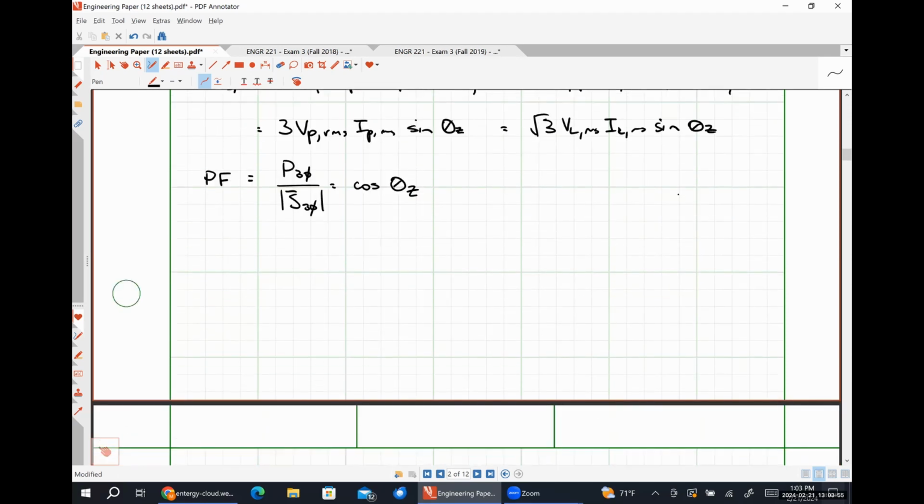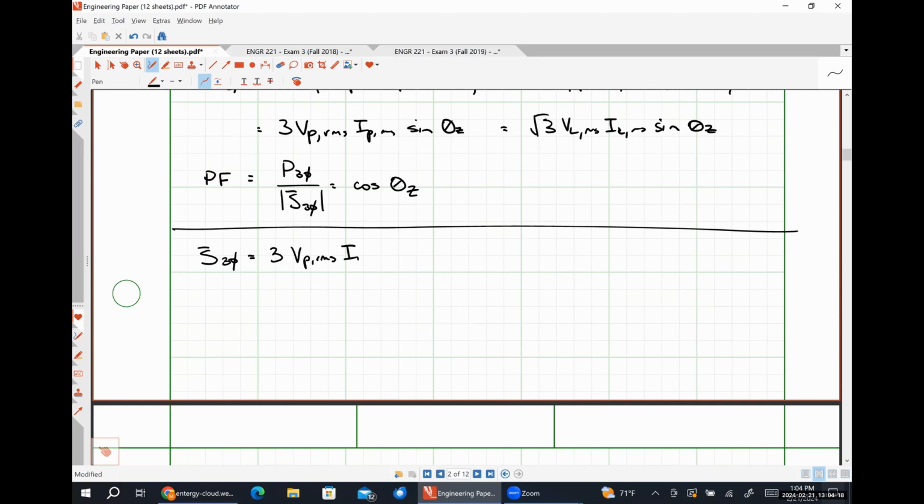All right, so let me do it down here. I'm going to start with S 3-phase is equal to 3 times VP RMS times IP RMS with an angle of theta Z. Okay, we understand where that part came from, right?